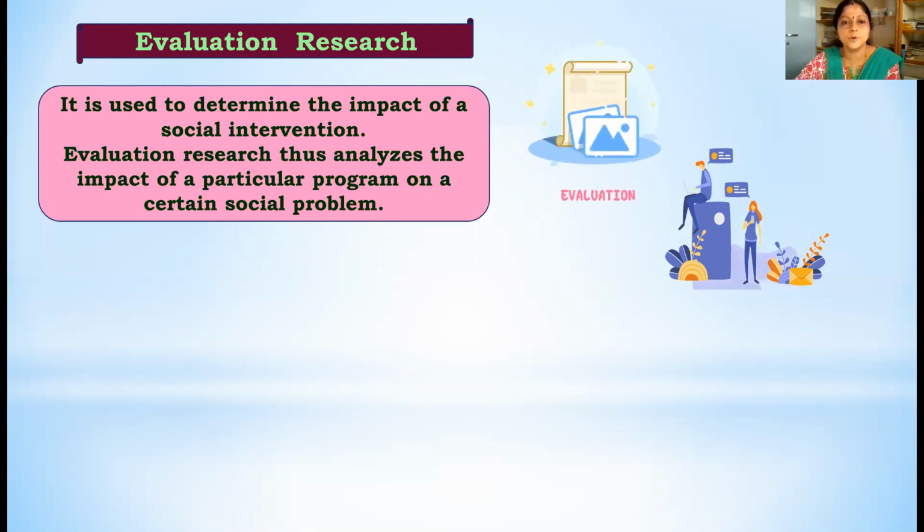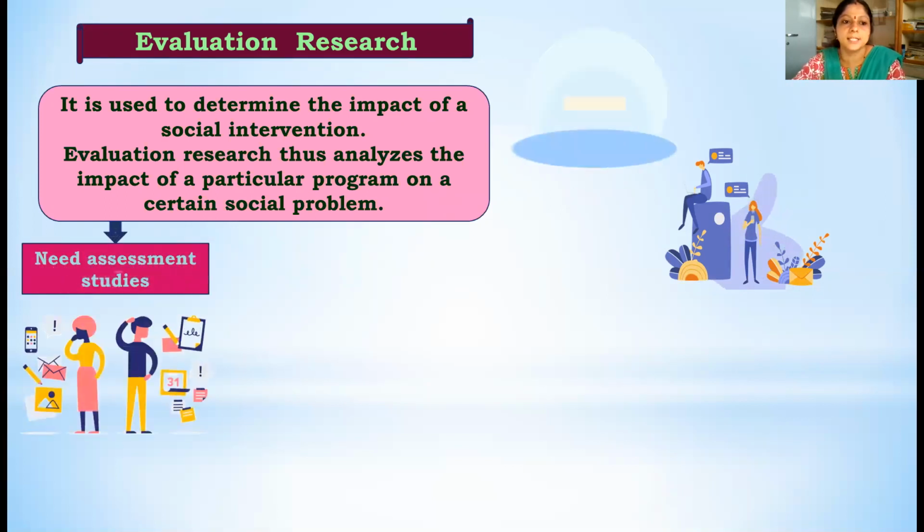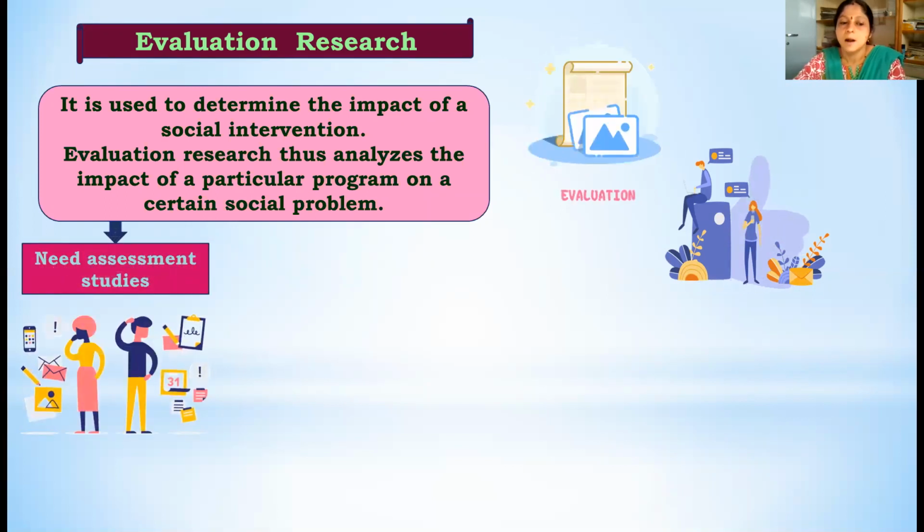Or maybe I have introduced some hybrid varieties to a farmer. When compared to the previous variety, how much has this hybrid variety impacted yield, profitability, usage of labor, and usage of fertilizer? That will be evaluated. That is done through this research. This evaluation research mainly involves analyzing the impact of a particular program on certain social problems.